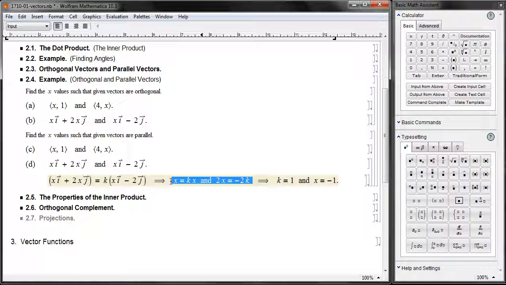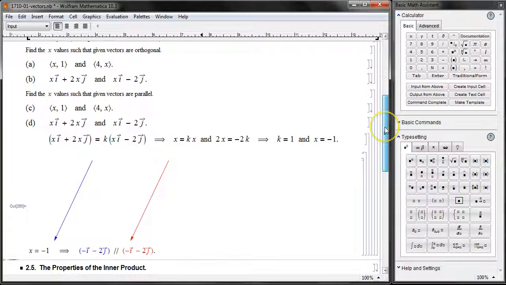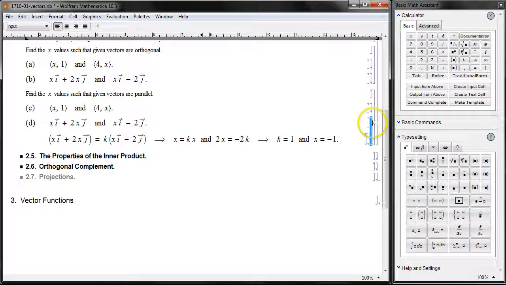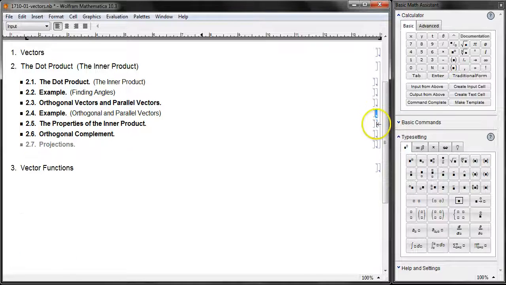Solving this system of equations using the standard substitution method, you're going to get k equals 1 and x equals negative 1. And indeed, you're going to get parallel vectors like this. There are similar problems in WebAssign, so please spend some time on these kinds of problems.